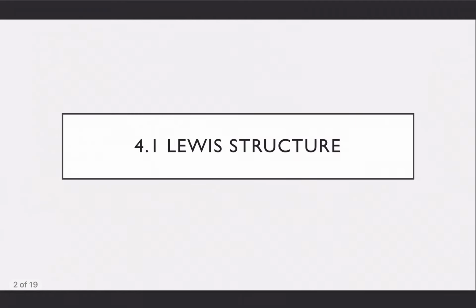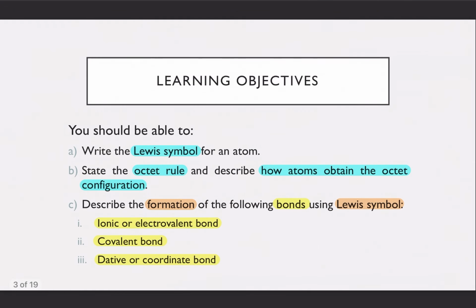Alright, so the first subtopic, which is Lewis structure, is something new, I think, for you to learn. So let's look at our learning objectives. You will learn how to write the Lewis symbol for an atom. Note that the Lewis symbol is for an atom. And state the octet rule and describe how atoms obtain octet configuration. Describe the formation of the following bonds. We have 3 bonds: ionic bond, covalent bond, and dative bond using Lewis symbol.